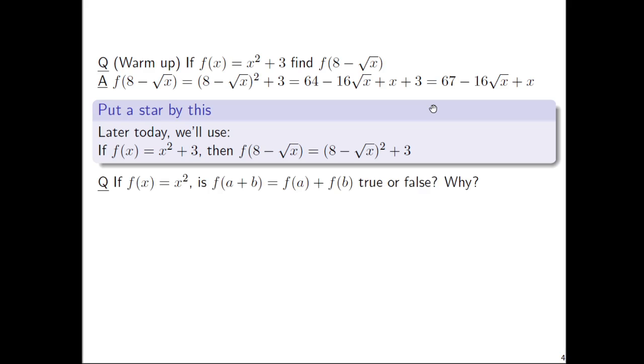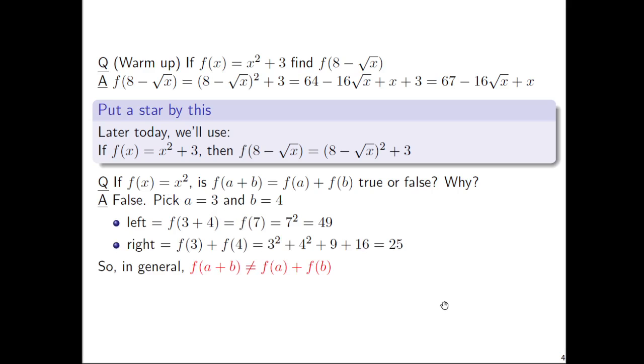Now, if f of x equals x squared, is f of a plus b equal to f of a plus f of b true or false? Why or why not? This is false. Let's go ahead and pick a to be 3 and b to be 4. Then the left side is f of 3 plus 4. Now this is not the time to try to distribute f, because that's what we're trying to talk about, if that's okay to do or not. So we'll simplify the 3 plus 4 inside the parentheses to 7. f of 7 is going to be 7 squared, which will simplify to 49.